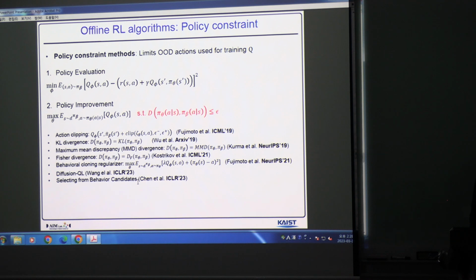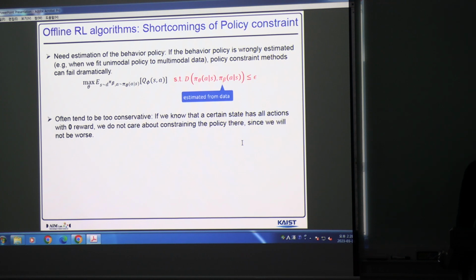And then two recent papers use a diffusion model to parameterize the policy. The advantage of a diffusion model is that it can capture the multiple modes very well. So the most recent paper at ICLR 2023 uses the diffusion model to parameterize the behavior policy pi beta and also the policy pi theta here, and they learn very well. But here are some disadvantages of the policy constraint. As I mentioned, it needs to estimate the behavior policy, and if we cannot model it well, it will degrade the performance.